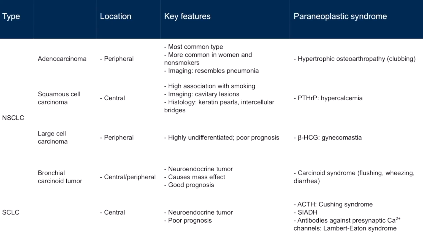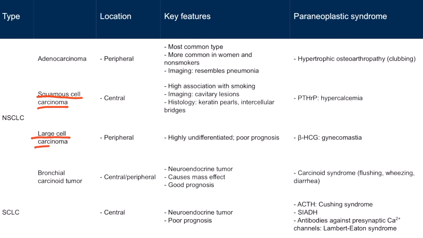The next histological subtype of non-small cell lung cancer is squamous cell carcinoma. This type is highly associated with smoking and usually has a central location. On imaging, often cavitary lesions can be seen. Recall from our Step 1 pathology lectures that this tumor is characterized by keratin pearls and intercellular bridges on histological examination. Squamous cell lung carcinoma produces a protein that functions similarly to parathyroid hormone, which is called parathyroid hormone-related peptide, and this can cause hypercalcemia.